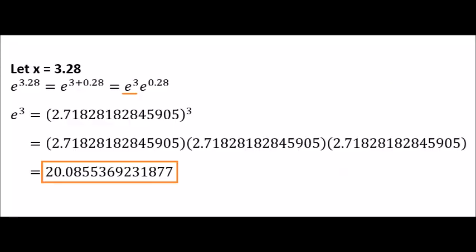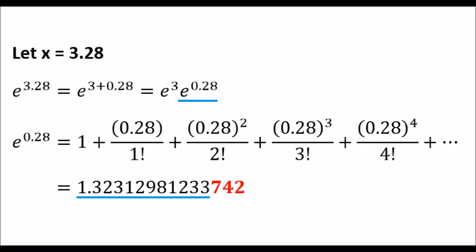So let's take a look at this again. Using laws of exponents, e to the 3.28 is the same as e cubed times e to the 0.28. We have already calculated the value of e to 14 digits past the decimal, so there's no need to do that again. E cubed is that number multiplied by itself twice. The answer is boxed in orange. To get e to the 0.28, we can plug 0.28 into the Taylor polynomial. The answer is underlined in blue, with uncertain digits in red.